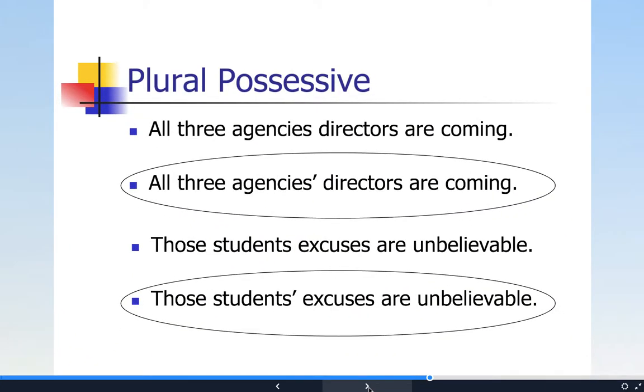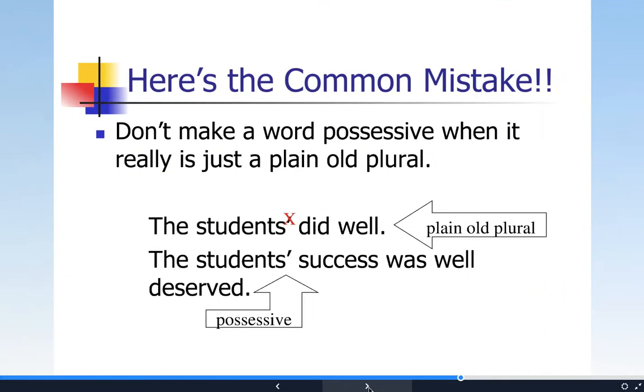Plural possessive. All 3 agencies' directors are coming. Agencies is plural because there's more than one. So the second option is correct because we just need to add an apostrophe. Those students' excuses are unbelievable. Again, just adding an apostrophe because students is plural.